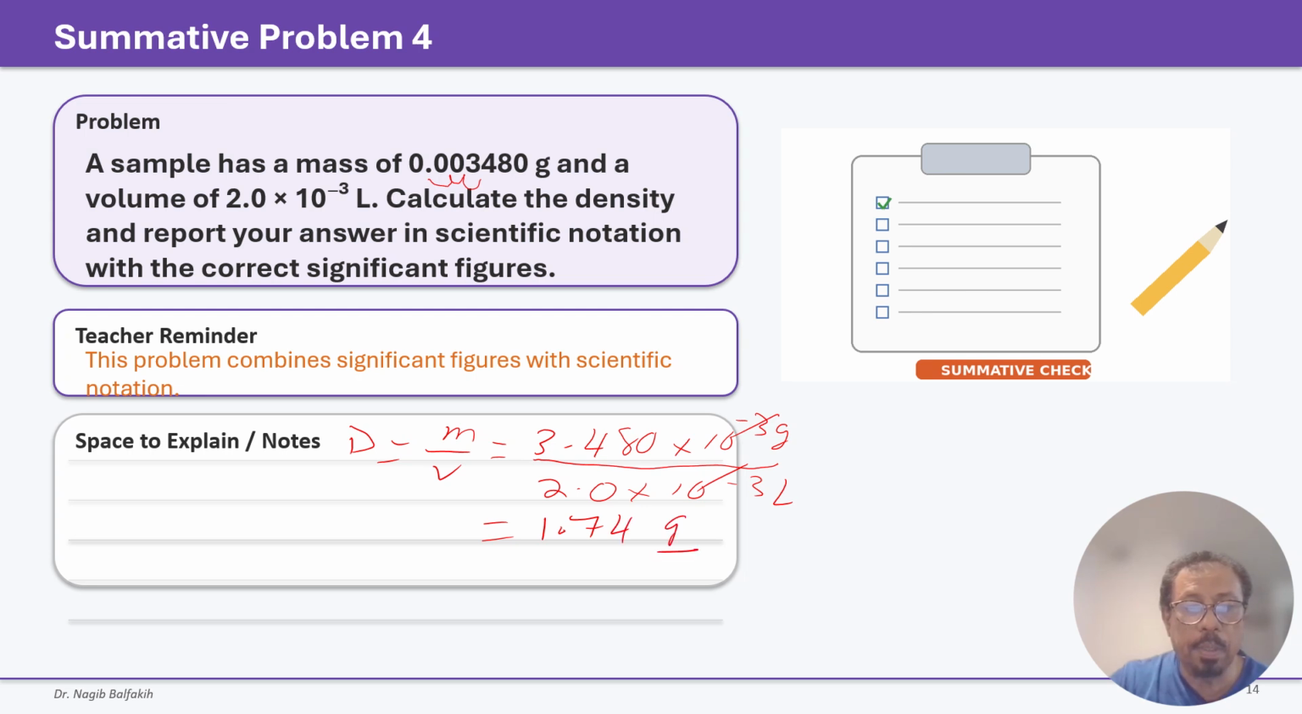gram per liter. Now look here, we are dividing 4 sig fig by 2 sig fig. The final answer has to be 2 sig fig, so the final answer will be 1.7 gram per liter. This is the final answer. We cannot round it up because here 4 is less than 5.